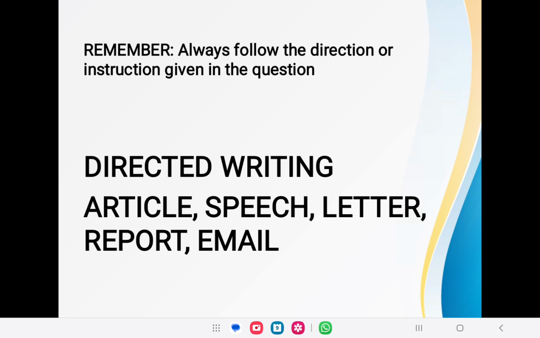Whatever your knowledge is, whatever you had been doing in your class, whatever your teacher had been telling you, you are going to follow the direction given in the question. That is the first rule regarding directed writing task. Remember this. In directed writing task, we have 5 tasks: article writing, speech writing, letter writing, report writing, and email writing. These are the 5 tasks.